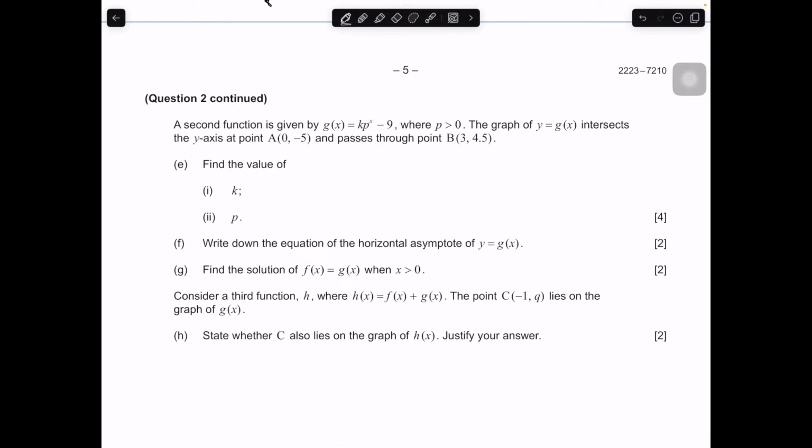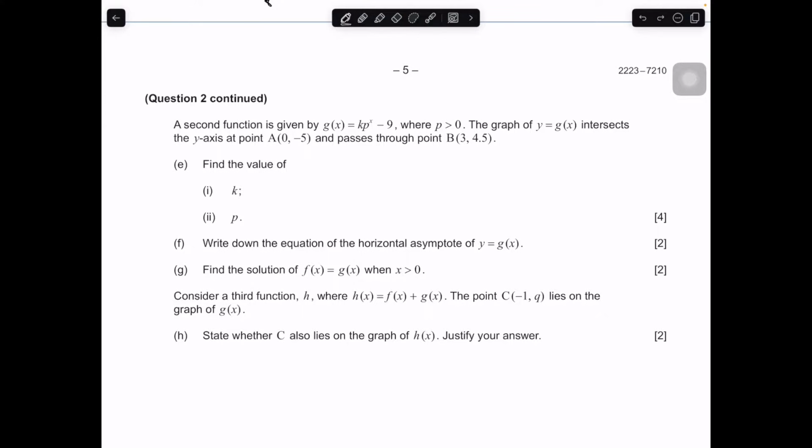A second function is given by g of x. So remember, we can call our functions different things. Often we say f of x, but we can call them g of x, h of x, q of x, p of x. It's just a different name for a function. It's like y1, y2, y3.